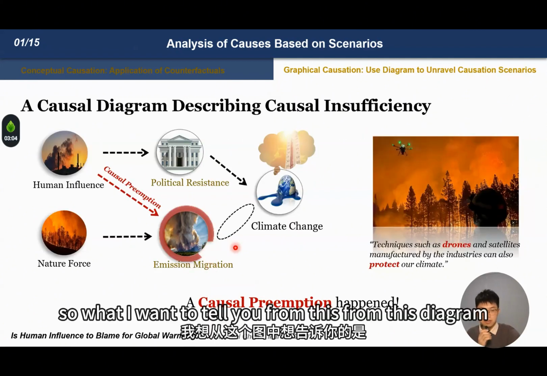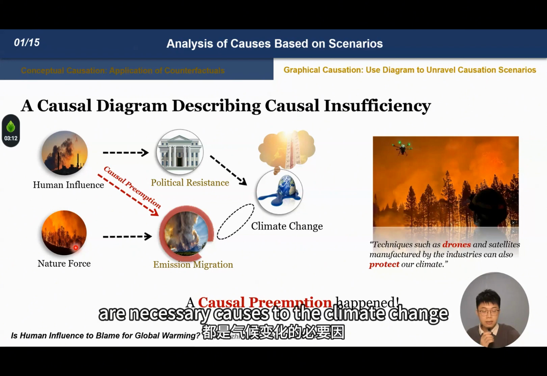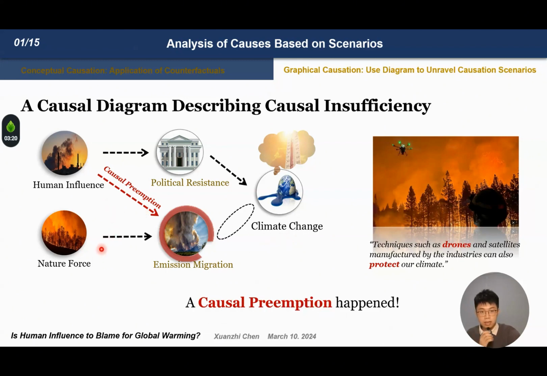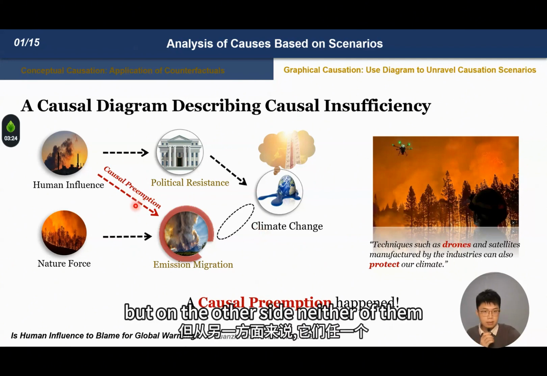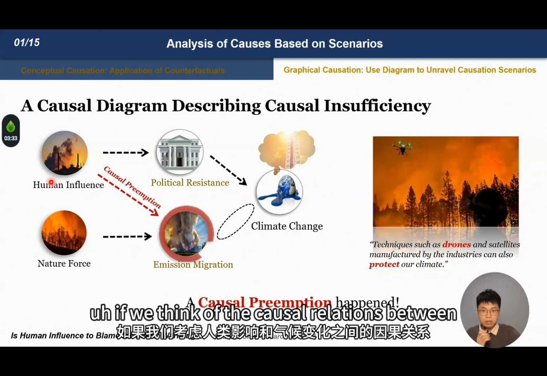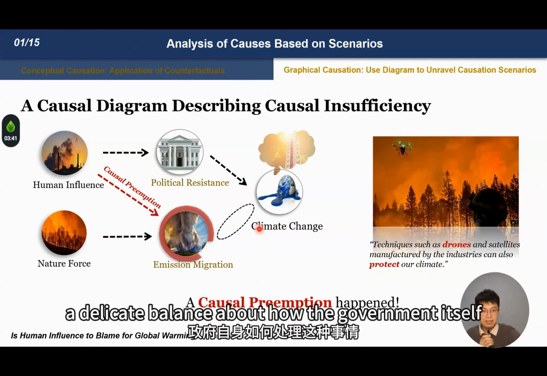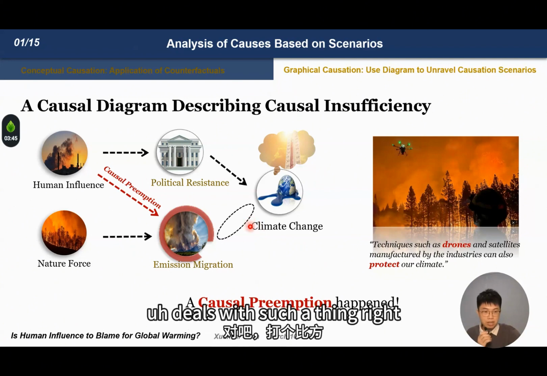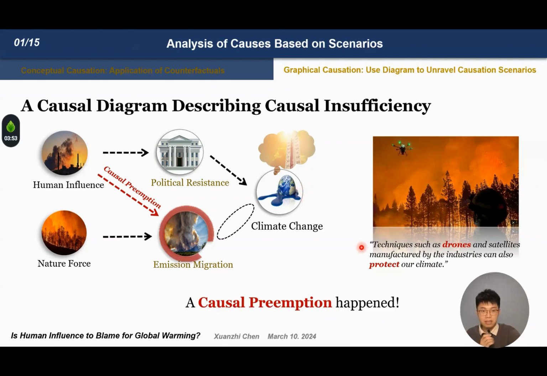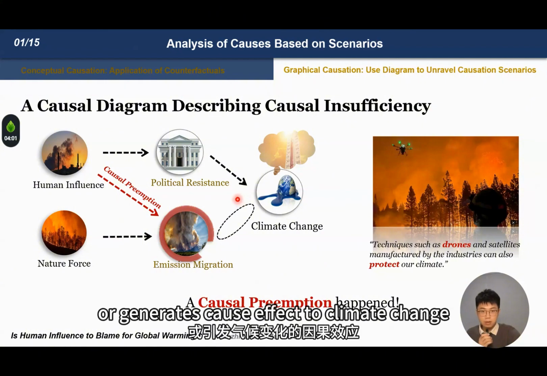So what I want to tell you from this diagram is, at first glance, we say both human influence and nature force are necessary causes to the climate change. I mean, if you think of it, if there's no human influence, no nature force, climate change will not happen, right? But on the other side, neither of them is a sufficient cause to the climate change. Just as we analyzed before, if we think of the causal relations between human influence and climate change, then essentially their interaction depends on a delicate balance about how the government deals with such a thing, right? And in terms of nature force and climate change, its causal mechanism can sometimes be interrupted by our human power. So neither of them can sufficiently produce causal effect to the climate change.